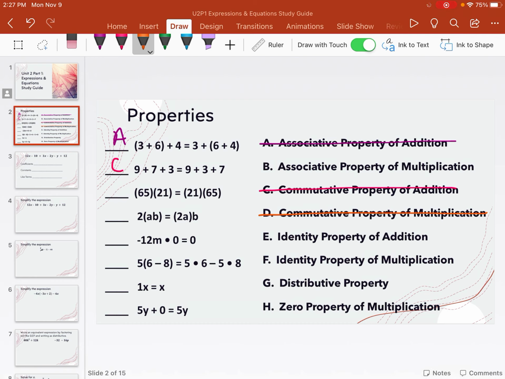Next one, 2 and then parentheses AB, and then 2A in parentheses and then B. The only thing changing here is not the order, but is what is inside the parentheses. This is, again, your love triangle, B, associative property.